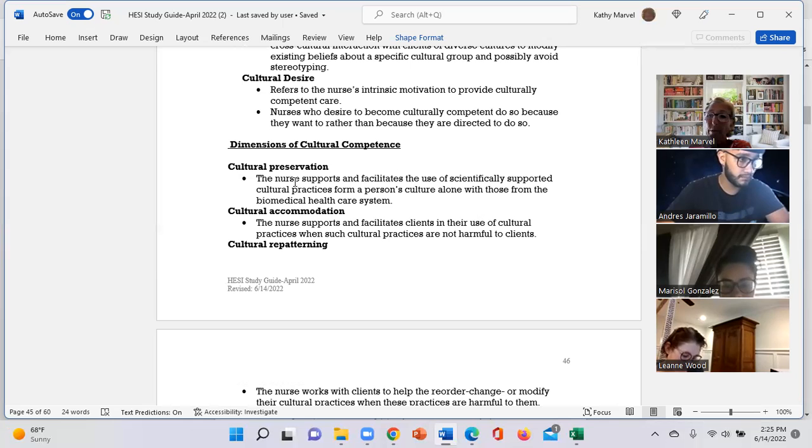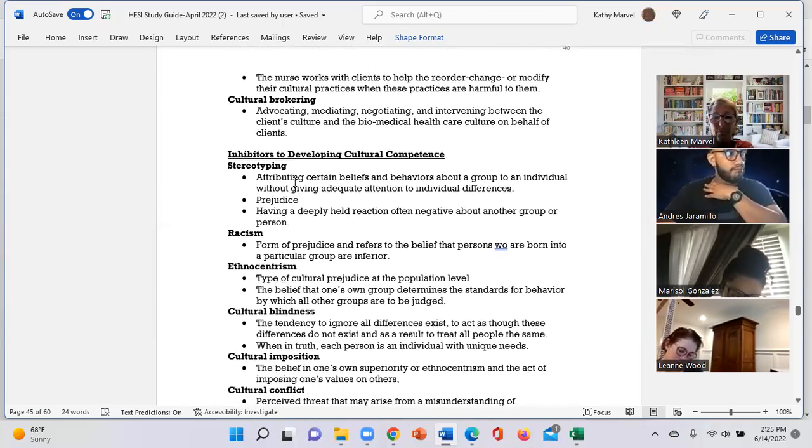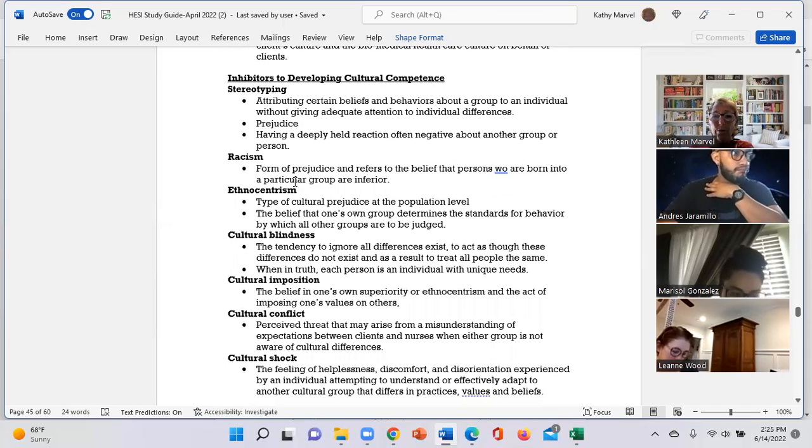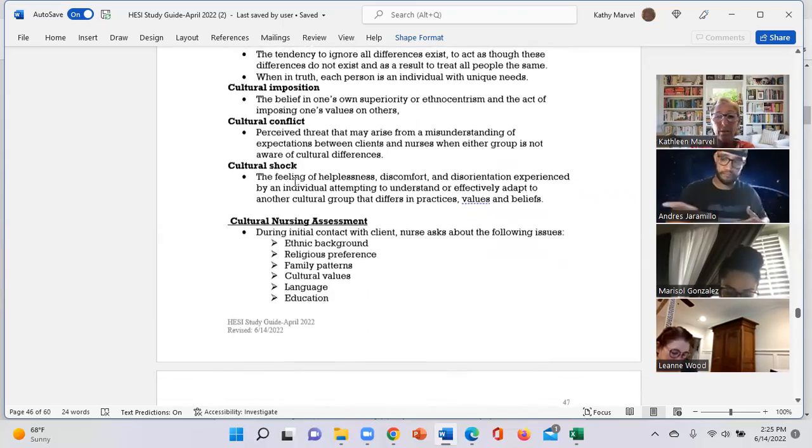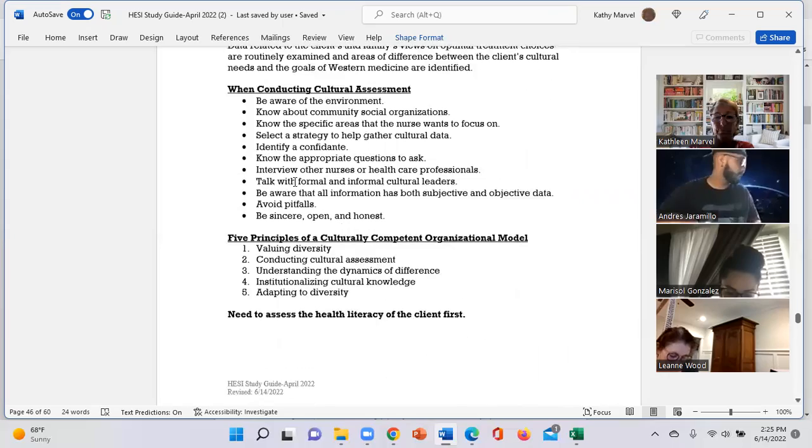And I really hammered this home in my classes, the issue of being culturally competent. How do we get there? How do we develop it? What happens if you can't be culturally competent and you're culturally incompetent? Think of all the barriers, the problems, the issues that will come up. Okay, and here it is, your inhibitors to developing cultural competence. We went through these in class, and you had an exam question about it. Okay.